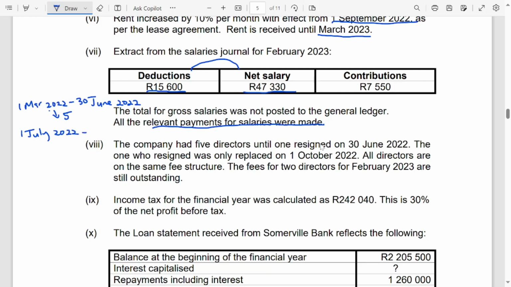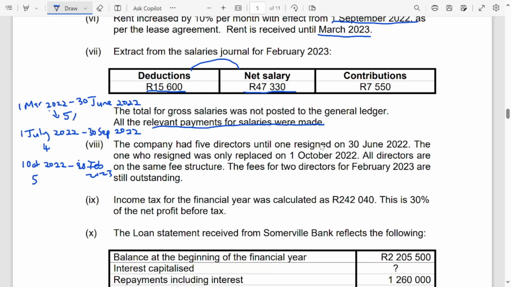So it means that to 30 September 2022, we had how many directors? 4. And then from the 1st of October 2022 to the end of the year, because they're saying all directors are on the same fee, the fees for 2 directors for February are still outstanding. So to 28 February 2023, we now had again 5 directors. So now let's come back here.